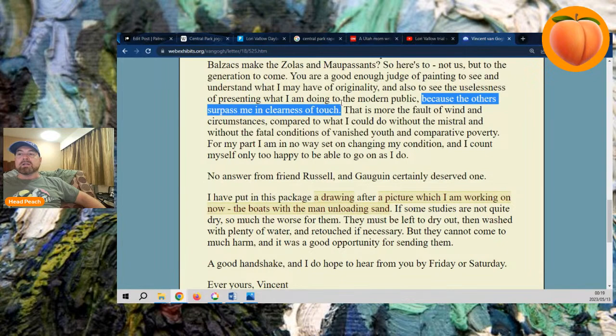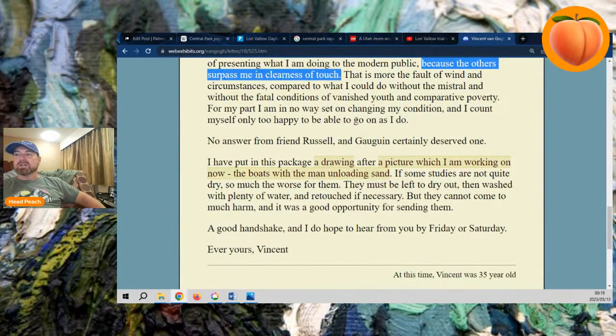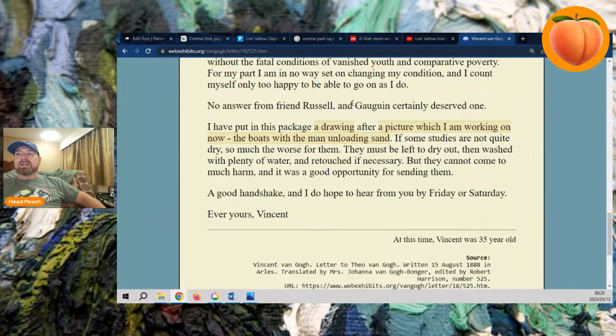It's clumsy. Then he says that is more the fault of wind and circumstances compared to what I could do without the minstrel and without the fatal conditions of vanished youth and comparative poverty. For my part, I am in no way set on changing my condition, and I count myself only too happy to be able to go on as I do.